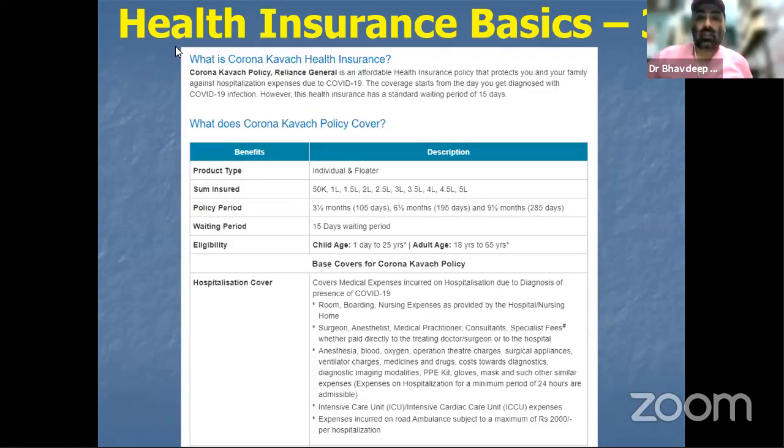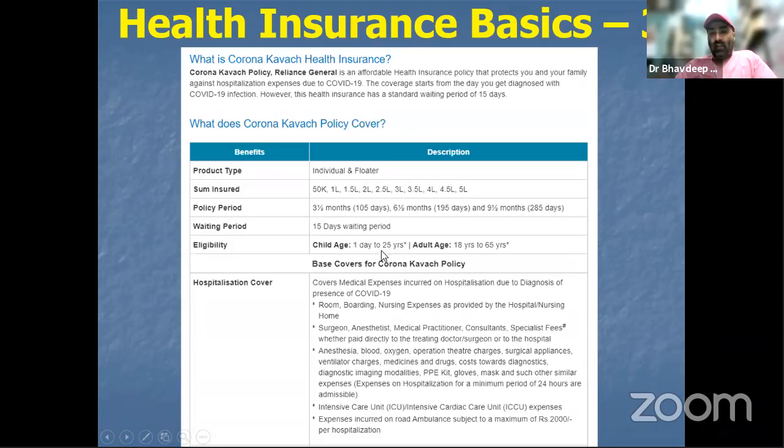So one of the commonest policies which actually gained quite some favor was the Corona Kavach policy by Reliance General. Usually it was offered at 1% of the premium. 50,000 was covered at 452 rupees. The coverage started the day you're diagnosed, but this has a waiting period of 15 days initially. The sum insured ranged from 50,000 to 5 lakhs. The policy period was 3.5 months, 6.5 months, and 9.5 months. It came in days: 105 days, 195 days, 285 days. A 15 days waiting period was there.